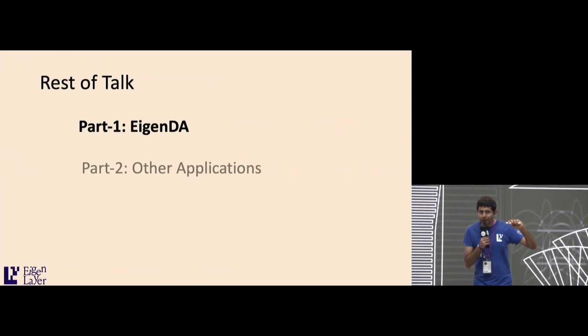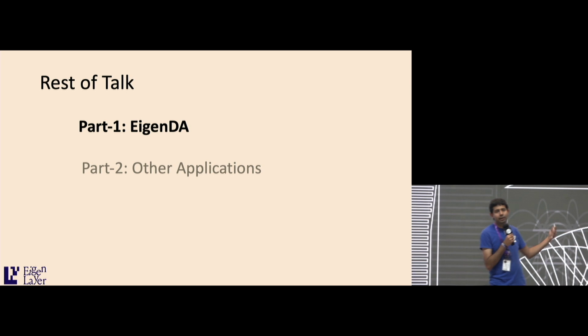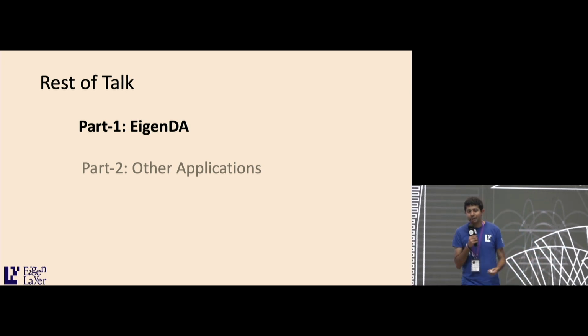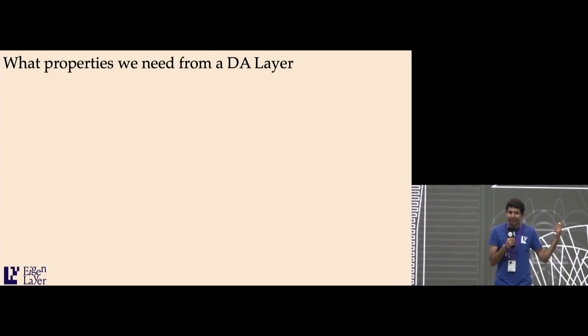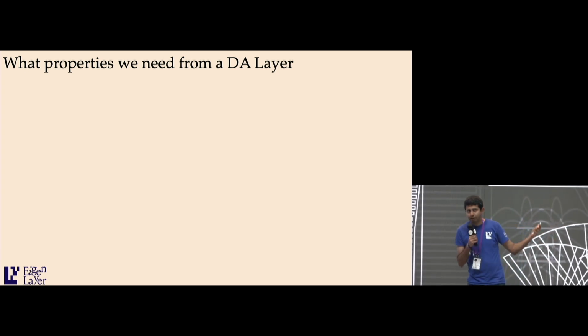Okay, so in the next few minutes, what I'll do is give a quick overview of EigenDA, which is our data availability service, and then hint a little bit about what other services are being built on EigenLayer. So when you're thinking about a data availability layer, first I want to lay out what properties we want from a data availability layer.